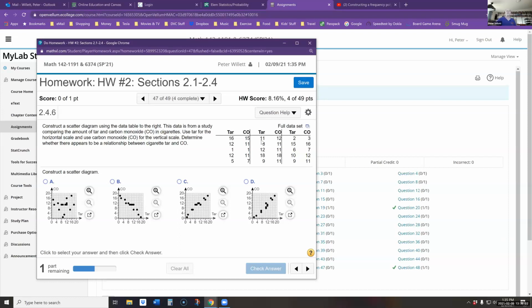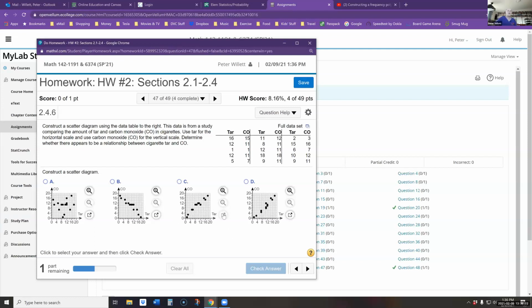But looking at this one, they give us a set of paired data between tar and carbon monoxide, CO. Anyway, they give us these paired values, and they want us to say, what does the scatter plot look like? And you can see there's some choices here. So that means we're supposed to make the scatter plot so we know which one of these makes sense.